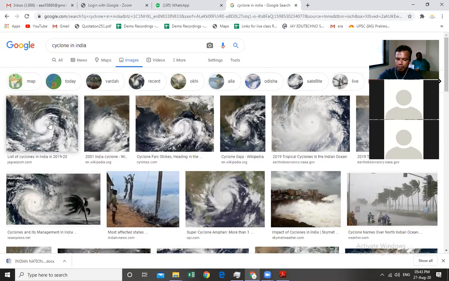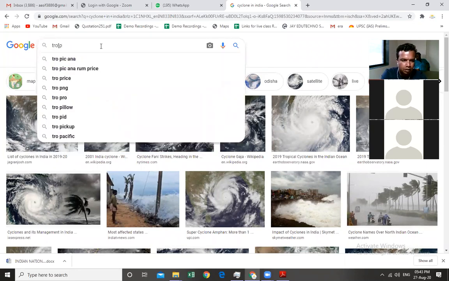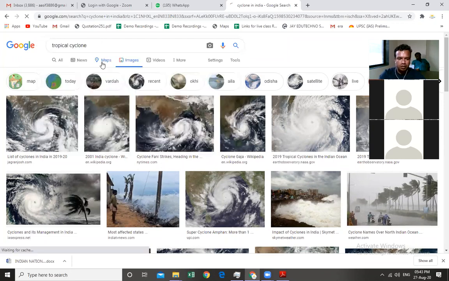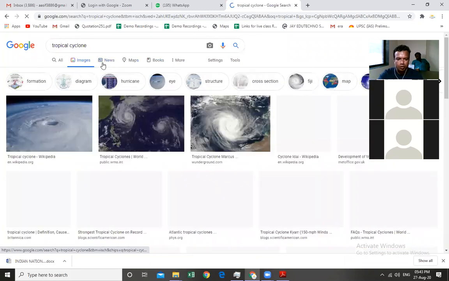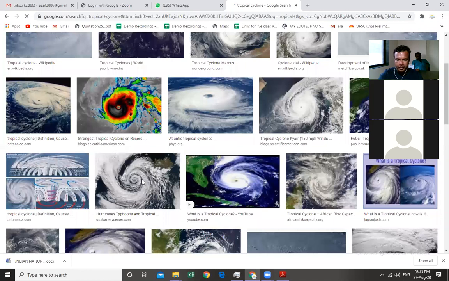Now this happens normally in the ocean. There are again two types of cyclones. Some cyclones are called tropical cyclones, and some cyclones are called temperate cyclones. Does anyone remember what is the tropical region? Tropical cyclone means the cyclones which are created in the tropical region. So do you remember what is the tropical region?